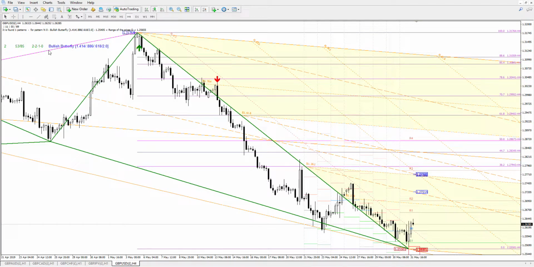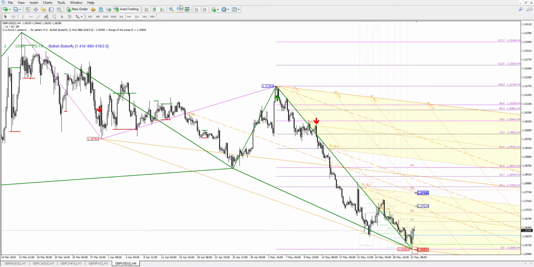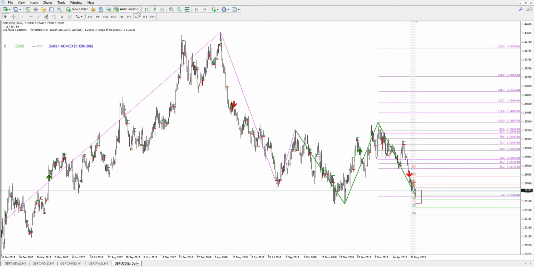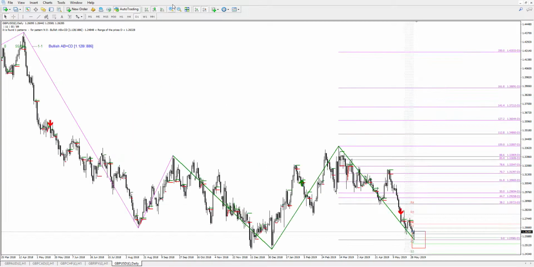Go to the 4 hourly. It's a bullish butterfly. It's quite large. And resistance there is 12721. And it's bullish on the daily as well. And zoom in, change that to monthly.